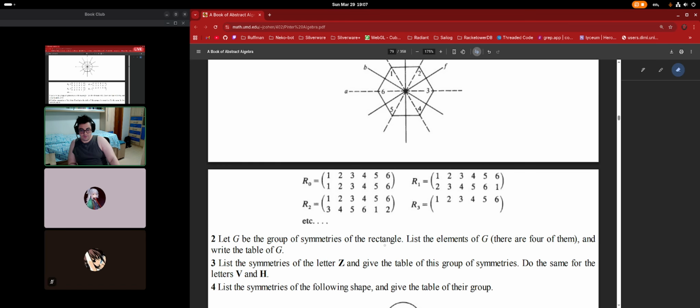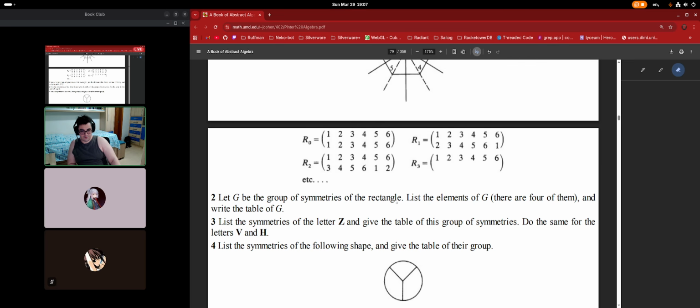Let G be the group of symmetries of the rectangle. Again, rectangle, right? List the elements of G. There are 4 of them. And write the table of G. Remember, in a rectangle, opposite sides are parallel. A square is a rectangle, but a rectangle in general doesn't have all the sides equal, right?